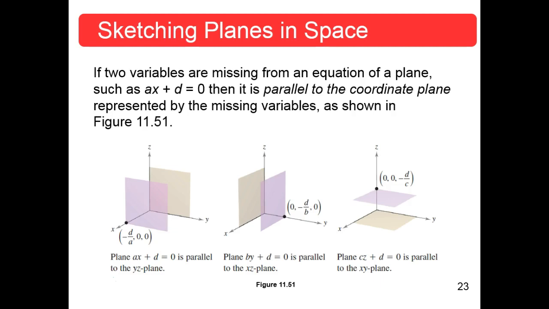That gives you, if you just have one variable in it, a plane that is not dependent on that. Set that one variable equal to whatever the other is. That gives you a point, and then the plane is parallel to the plane that doesn't have that variable in it: the yz plane, the xz plane, the xy plane.